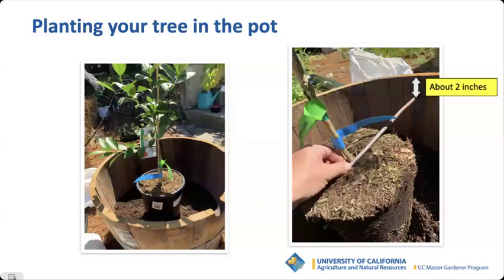Note where the grafting union is. It should be well above the soil line. You want to add soil to the perimeter until it's about 1 inch below the top of the root ball.